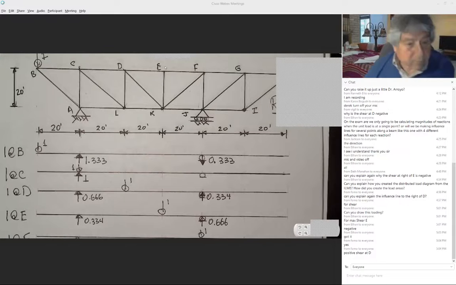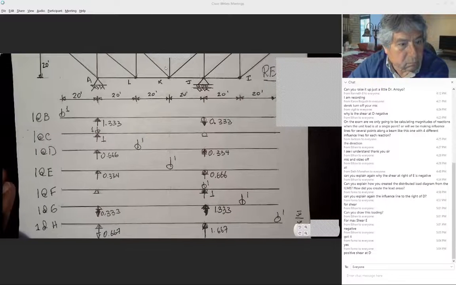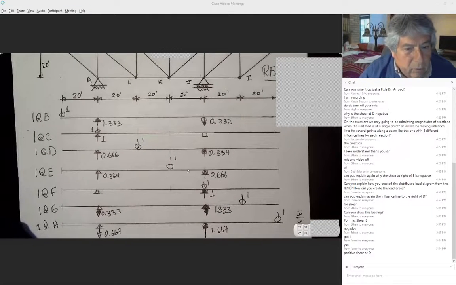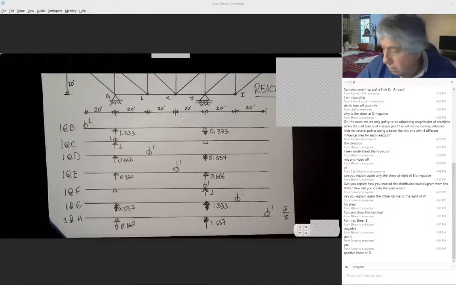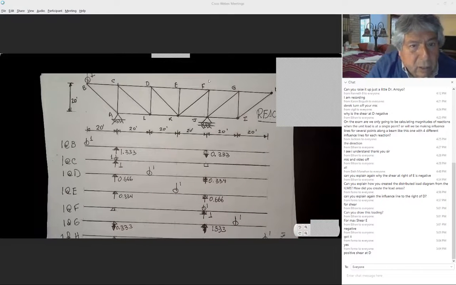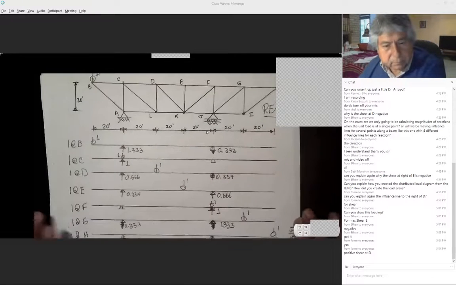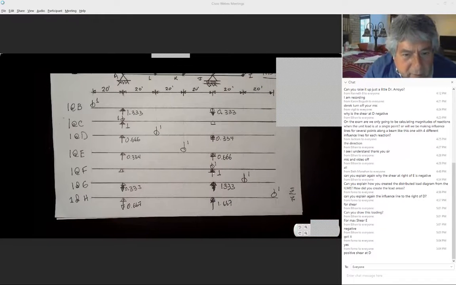1 at E is below. 1 at E is producing this reaction. And you can see that because of the location, we switch the places of the reaction. And finally, or not finally, but when the unit load is at this location, this is 1. And this is what I have in here.